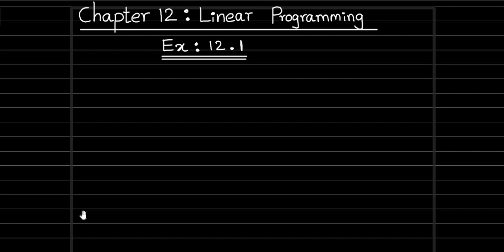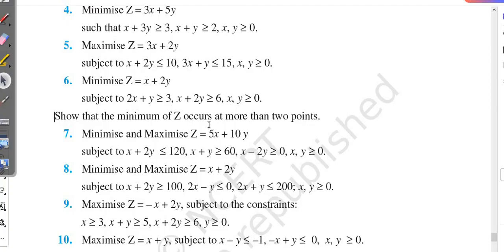In this video, we are going to see CBSE Maths Grade 12 Chapter 12 Linear Programming, Exercise 12.1, 7th sum. The question is, we need to solve the given linear programming problem graphically. The 7th one: minimize and maximize z equal to 5x plus 10y, subject to the constraints also given.